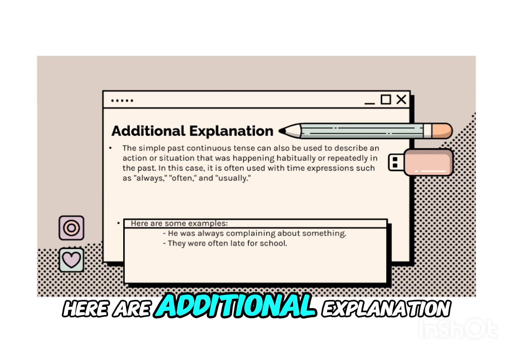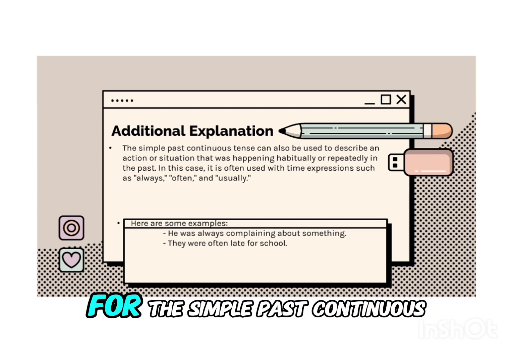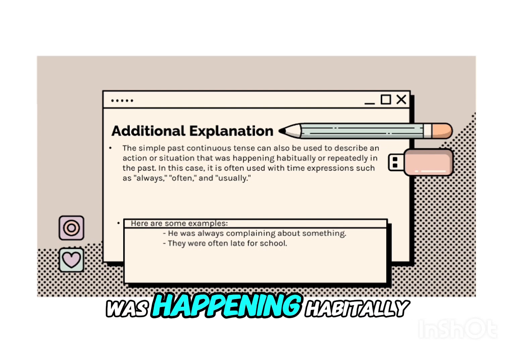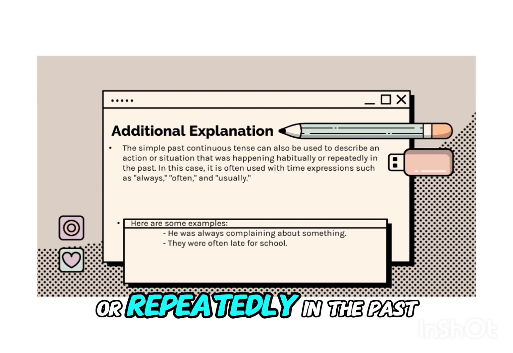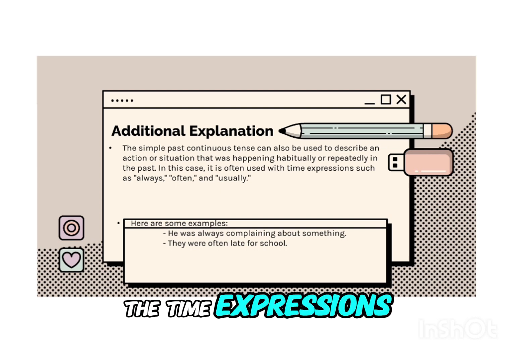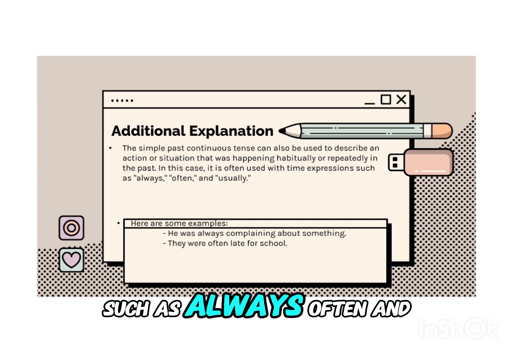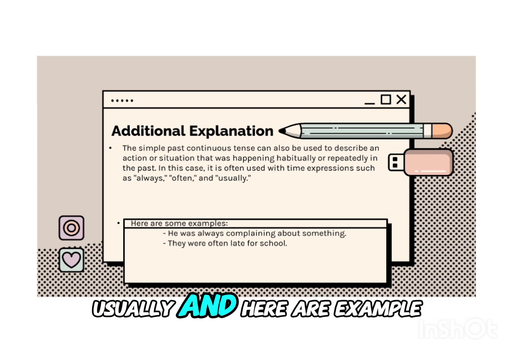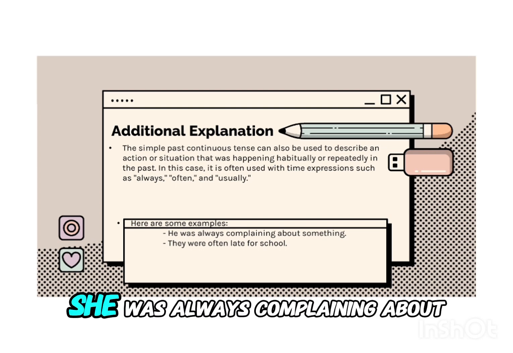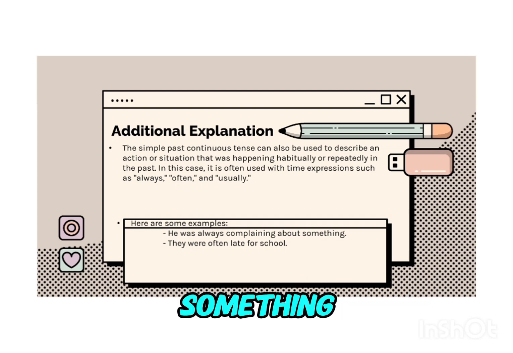Here is an additional explanation. The simple past continuous tense can also be used to describe an action or situation that was happening habitually or repeatedly in the past. In this case, it is often used with time expressions such as always, often, and usually. And here are examples: he was always complaining about something. She was often late for school.